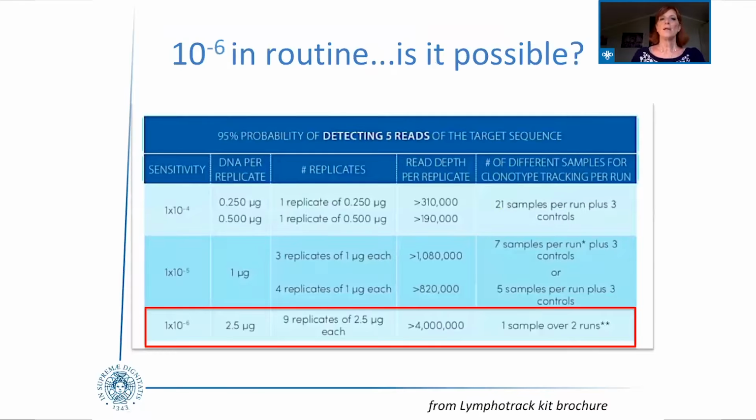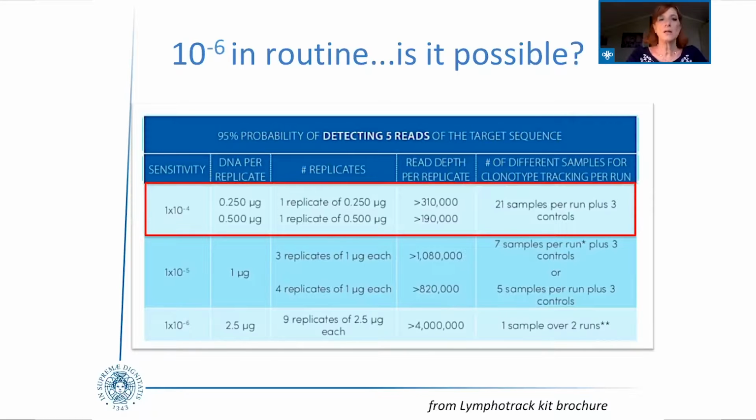But in the routine, do you think that reaching and maintaining 10 to -6 would be really possible? Because you have to use more than 20 microgram of DNA for 9 replicates. It means that you have to run 1 sample per cartridge with impossible costs.